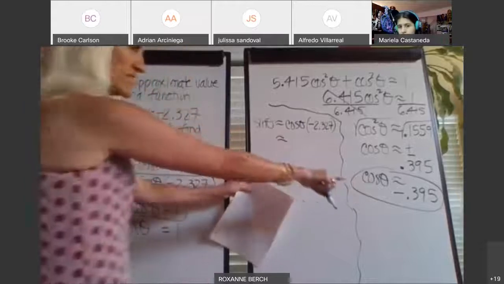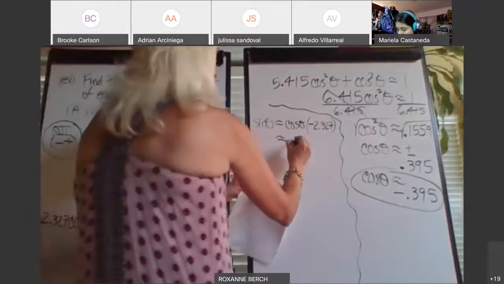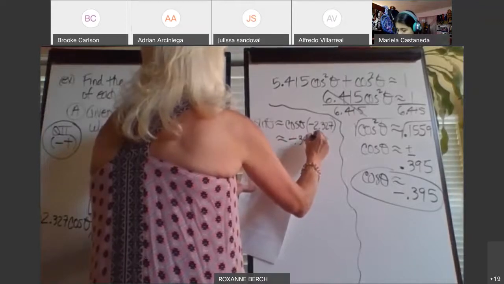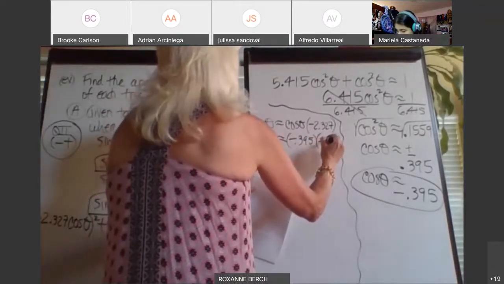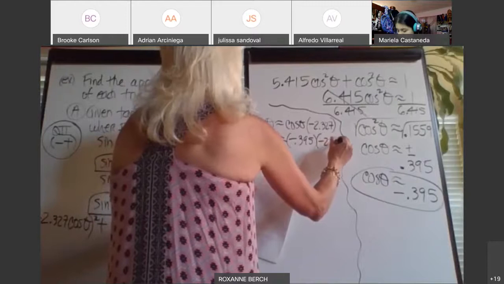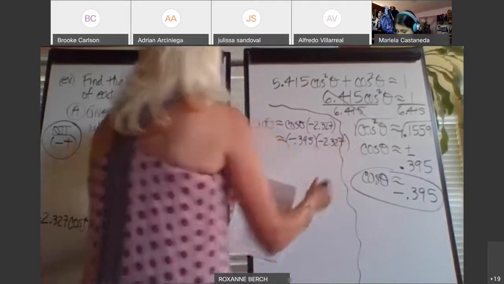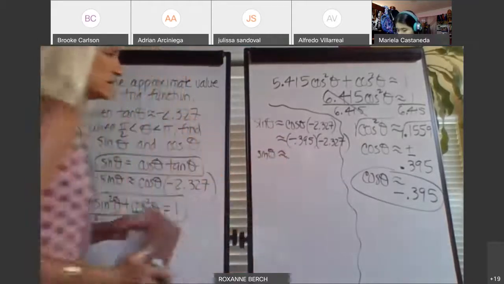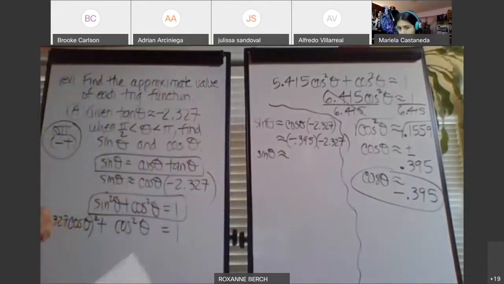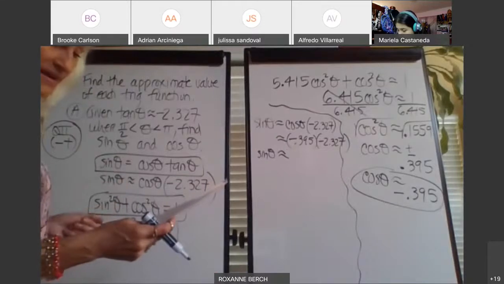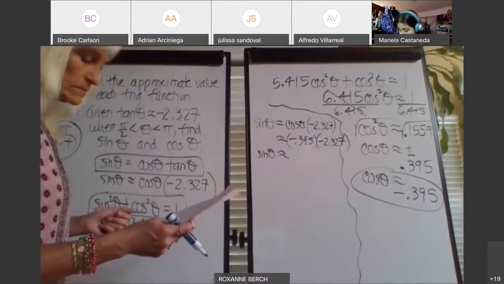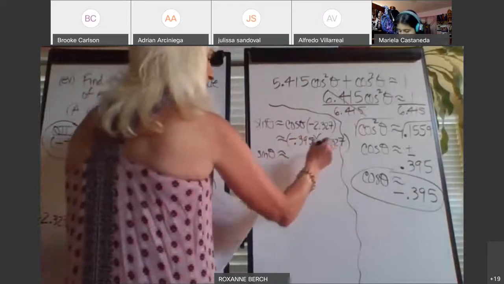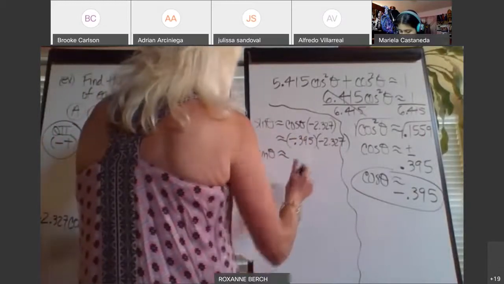Well, can't we put cosine in now? So isn't this going to be about negative 0.395 times negative 2.327? Yes. So I'm putting it back into here. So what is sine then? Go ahead, I'm listening. A negative times a negative is a positive. So it's going to be positive what?